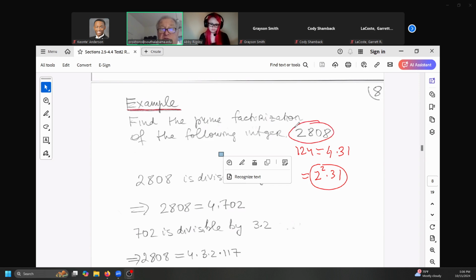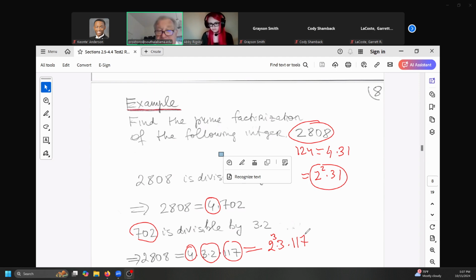But if you look at the example 2808, it's really easy to see the number is divisible by 4. So we can write 2808 is 4 times 702. But 702 is also divisible by 2 and by 3. If we divide this number by 6, we'll get 117. So how can we write the number? 2 to the power, 4 times 2 is 8, 2 cubed. What else? 3 and 117. And 117 also is divisible.